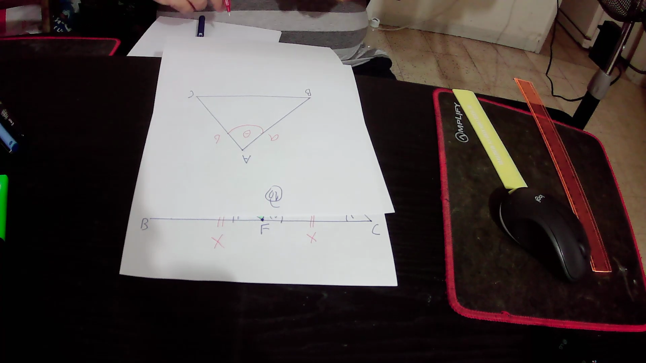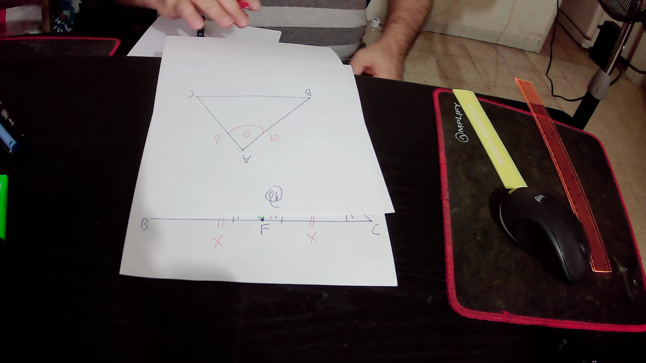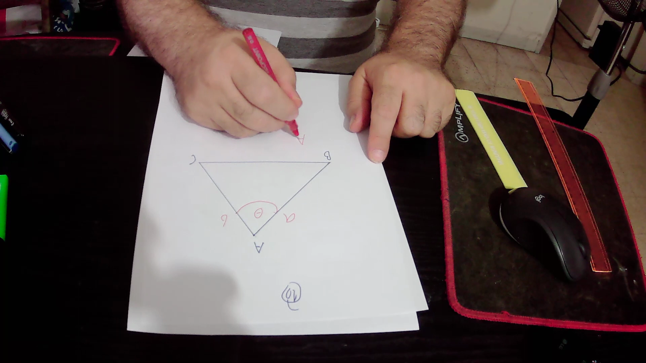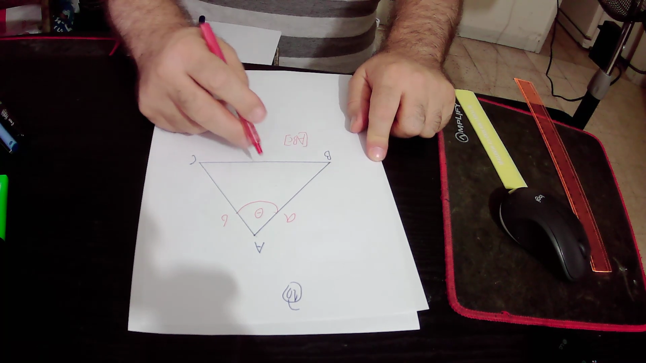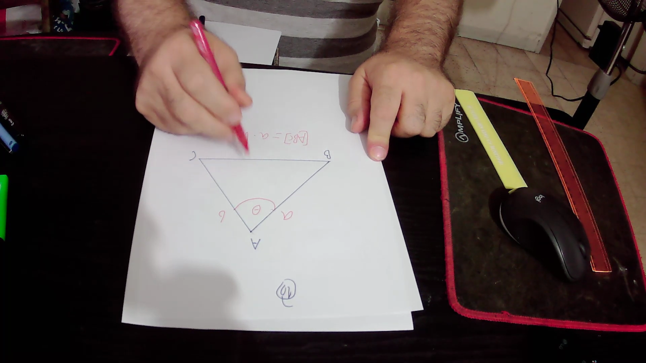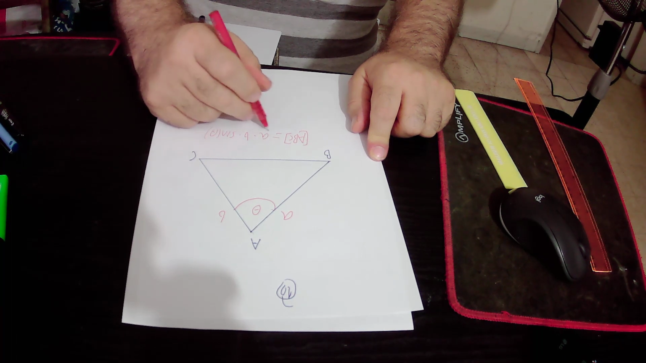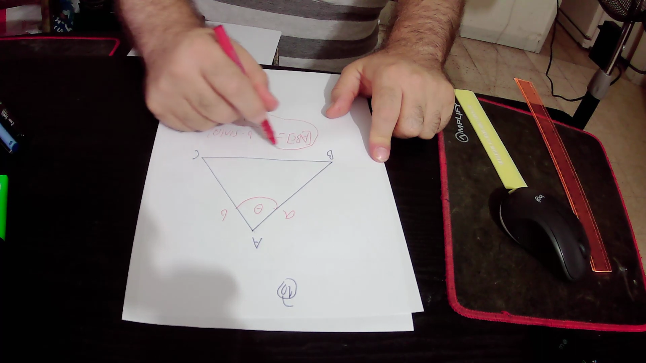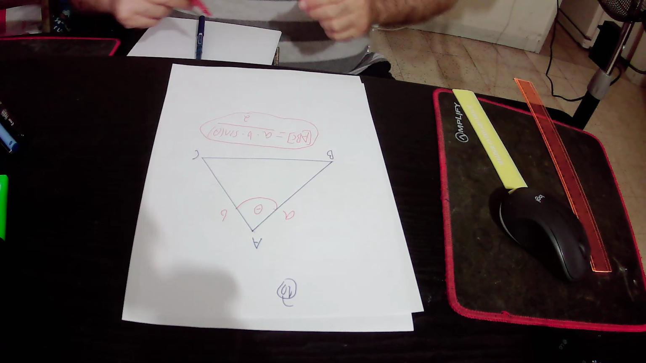Then, according to the new rule, the area of this triangle, the area of triangle ABC, equals A times B times sine theta over 2. Okay, so that is the area of triangle ABC. It equals A times B times sine theta over 2. Okay.